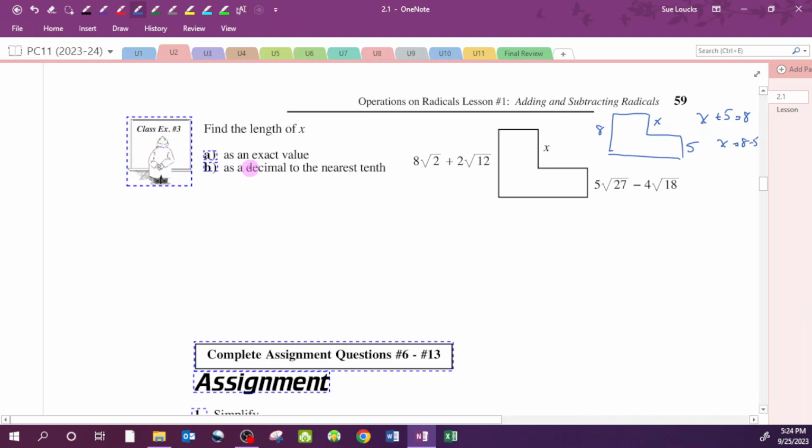We have x equals the long side, which is 8 root 2 plus 2 root 12 minus 5 root 27 minus 4 root 18. Okay, but can you see the mistake that I made on what I just wrote?